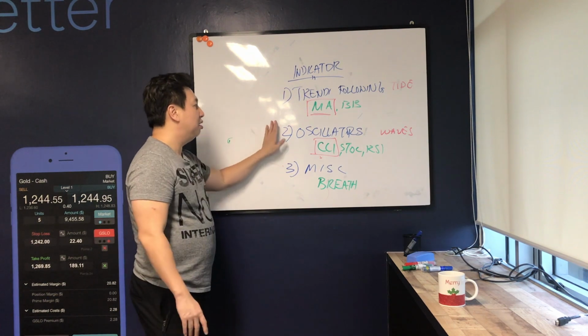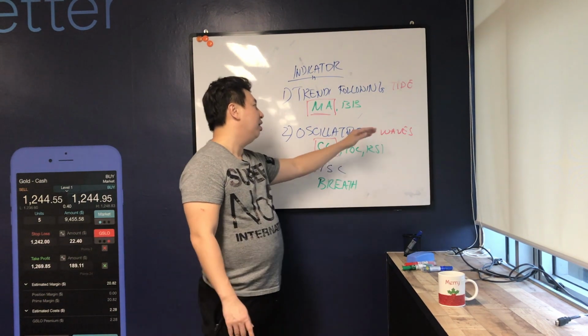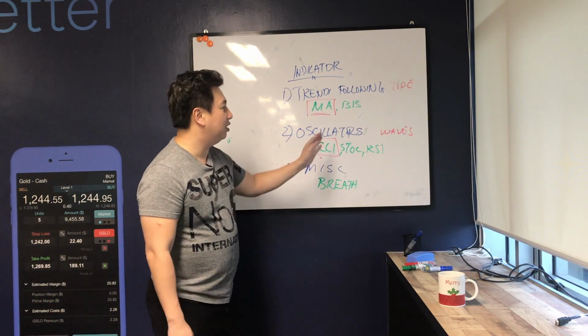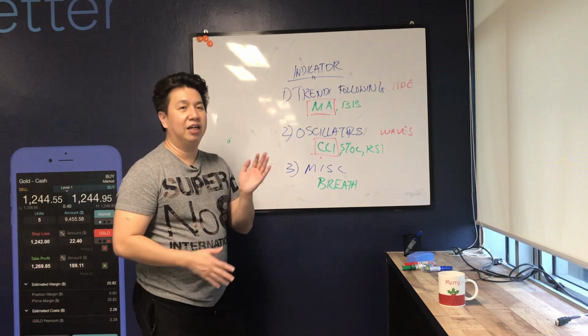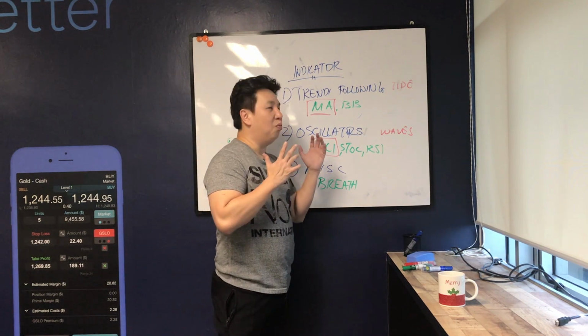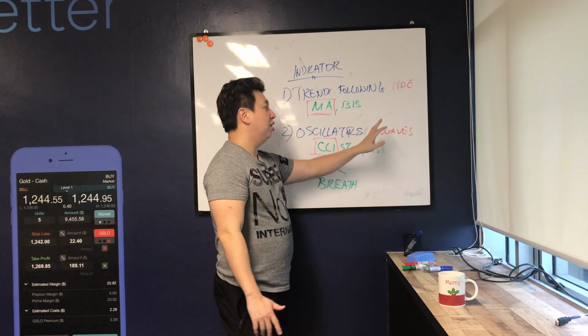Second one is oscillators. Oscillators help us to understand the wave. Okay, examples of oscillators are like CCI, stochastic, RSI, momentum. All these are oscillators. They help us to understand what is the wave, the short term, whether the market is overbought or oversold using the wave.